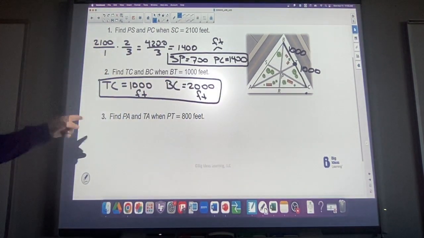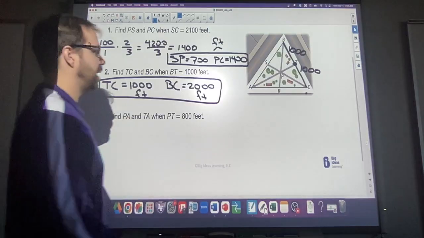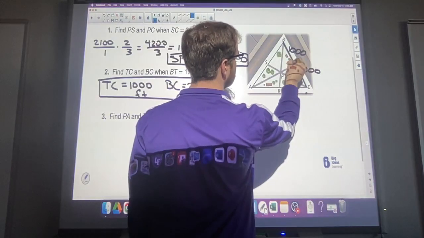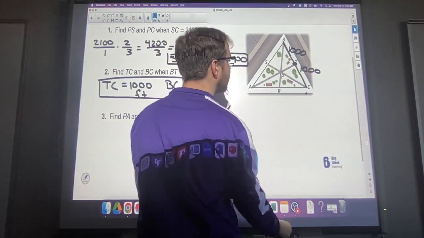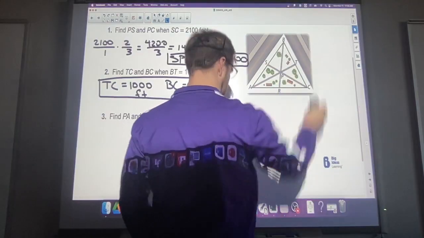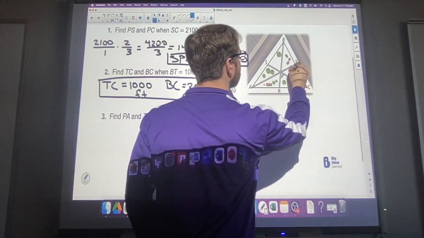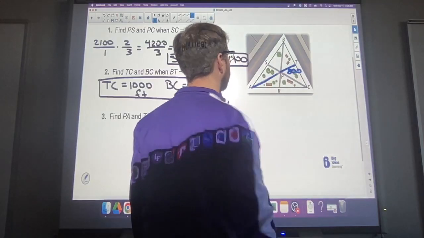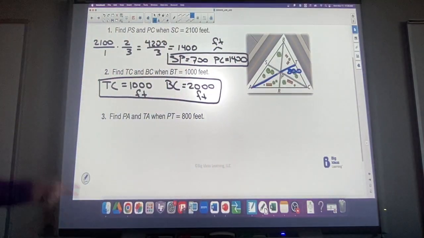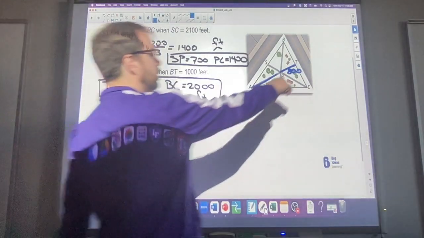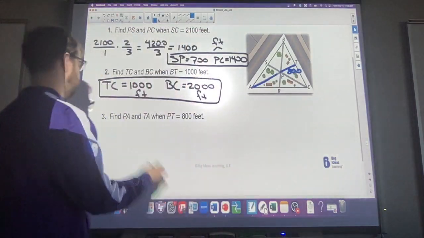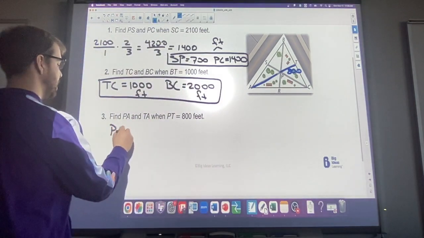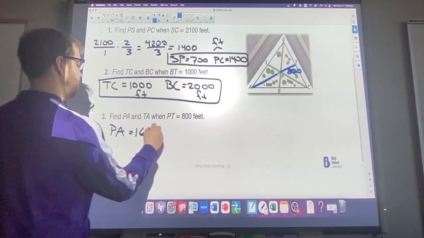All right, easy. Let's do this last one here. All right, PA and TA, and we know PT is 800 feet. So they're telling us that this is 800. I'm just going to erase this so I have room. They're saying that this is 800, this right here. And they want to know this length here and the full thing. Okay, use our 2-to-1 rule or double rule. If this is 800, AP has to be, or they say PA, same thing. PA has to be 1600 feet.